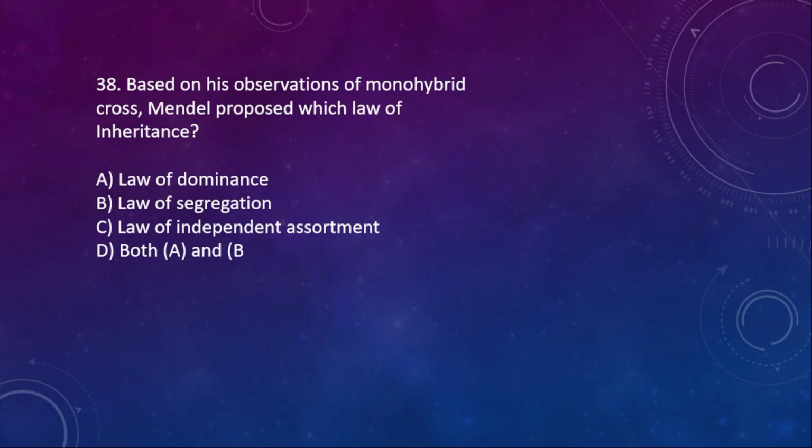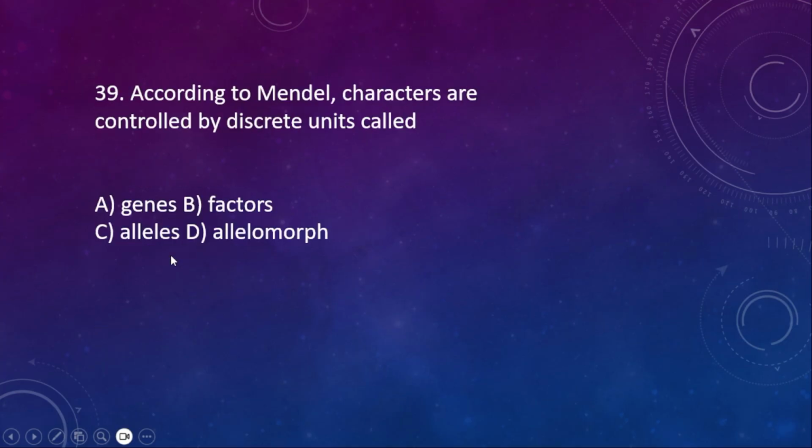38th one. Based on his observation of monohybrid cross, Mendel proposed which law of inheritance? Based on the observations he made in the monohybrid cross experiment, Mendel proposed two fundamental laws of inheritance actually, that is A, law of dominance, and B, law of segregation. So here the right option is option D, both A and B.